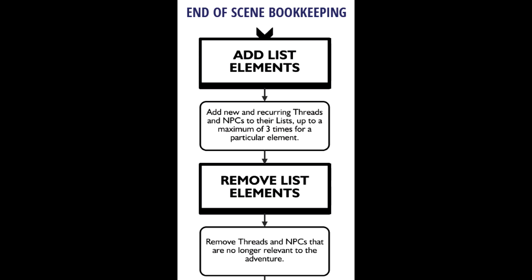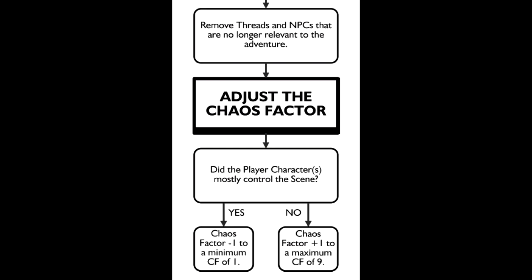Editing your lists after the scene is over means you don't have to pause the action, but it's not a bad idea to update them as you play if it doesn't slow things down too much. Adding or removing threads and characters during a scene means those elements will be available sooner for random events. It also makes bookkeeping easier since you don't have to think back on the scene to remember which threads and characters stood out.